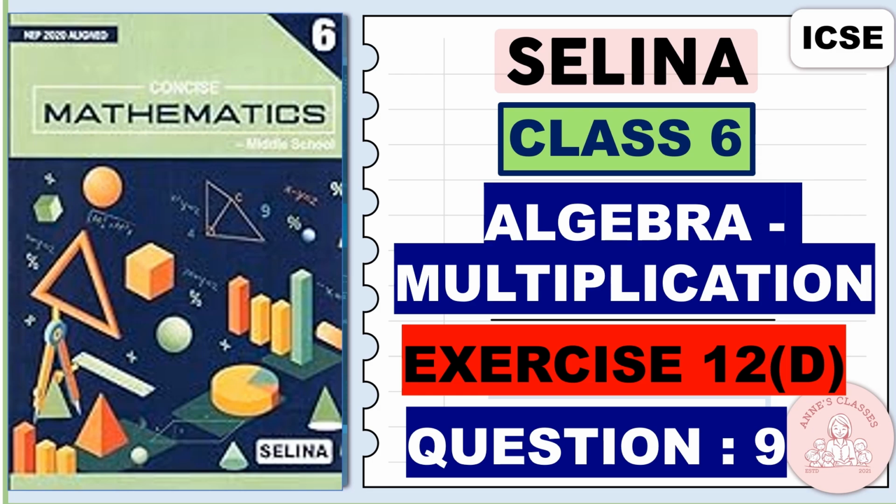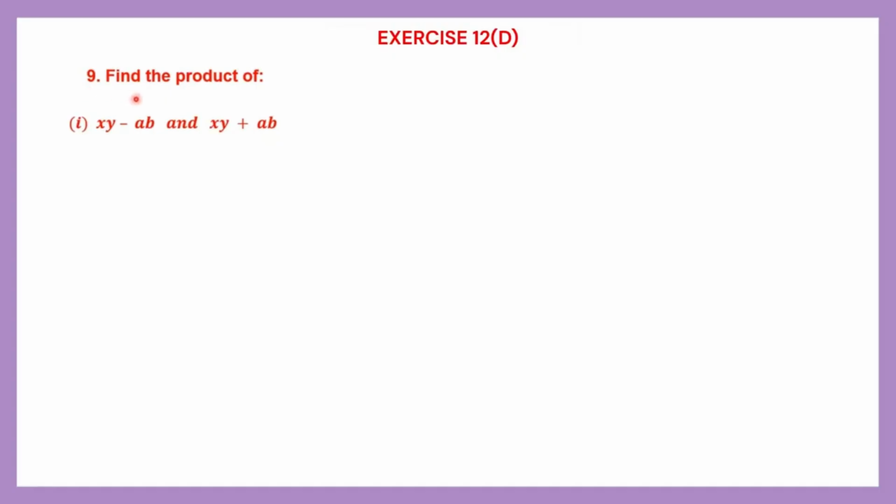Let's do algebra multiplication. Exercise 12D. Question 9, find the product of. So here the first one is a binomial into a binomial. Find the product means multiply. So let's multiply these two binomials.